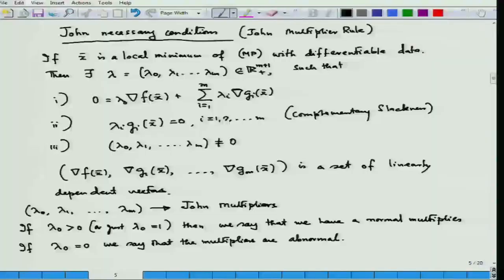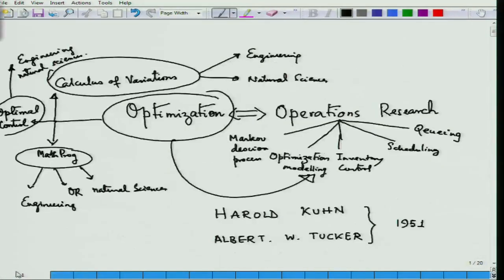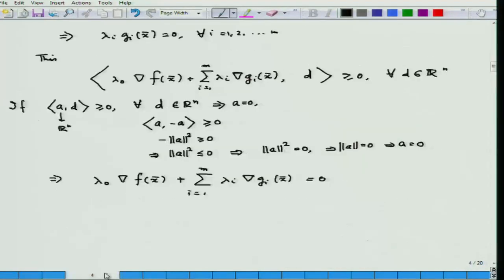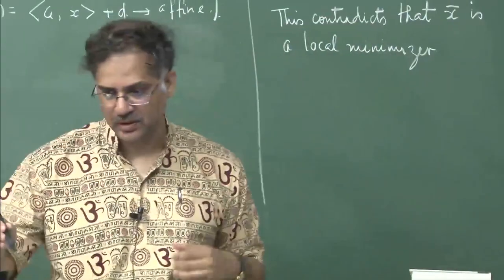Whenever there exists a normal multiplier to this Fritz John inequality system, we say that the KKT condition holds, or the Karush-Kuhn-Tucker condition holds, because we have already spoken about the Karush-Kuhn-Tucker conditions and about Kuhn and Tucker's work of 1951. It can now be viewed as a corollary to the Fritz John system, the John conditions. So thank you very much. We will come with examples in the next class.